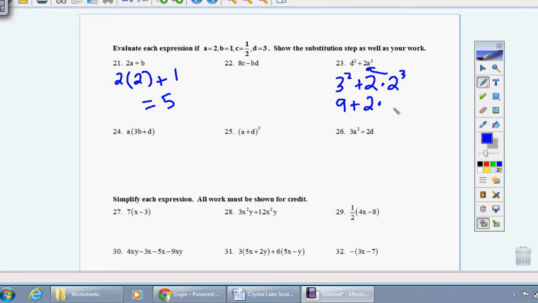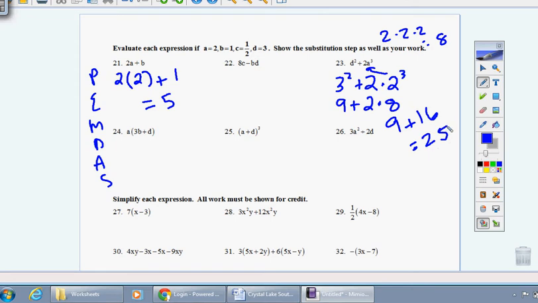So 2 to the third is going to give me 8. Remember, 2 to the third is 2 times 2 times 2, so that's going to give me 8. So I have 9 plus 2 times 8, and now I go order of operations. Let's write the order of operations over here, just so we can always refer to it. So I have multiplication, so I have 9 plus 16, because 2 times 8 is 16, and that's going to give me a final answer of 27. Well, not 27, sorry. Mental math error. 25.